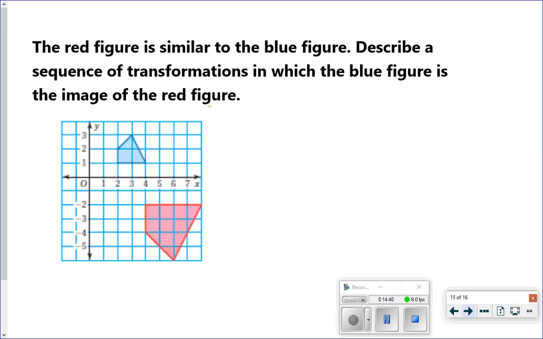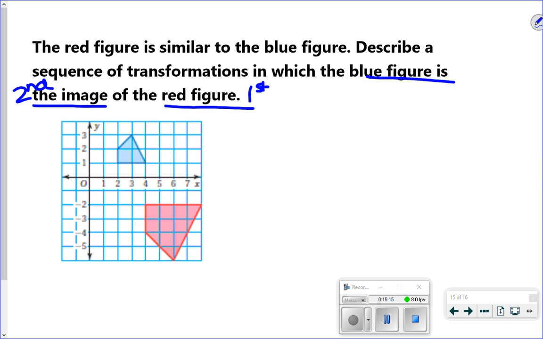All right. So for our last type of problem here, we are identifying what the series of transformations is. So the red figure is similar to the blue figure. Describe a sequence of transformations in which the blue figure is the image of the red figure. So you can see a dilation is part of it because they're different sizes. And when it says the blue figure is the image, that means the blue figure is going to be the second one. That means our red figure is going to be our original one or our first one.